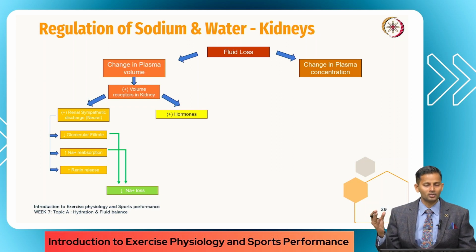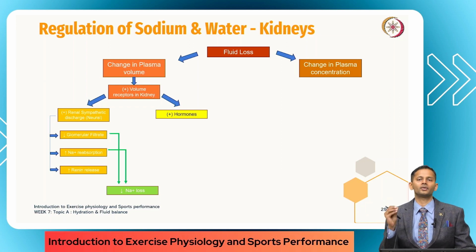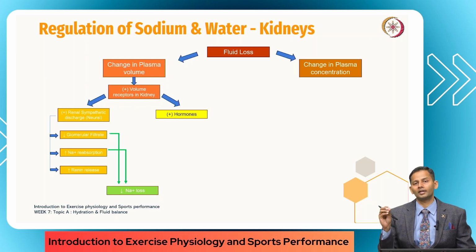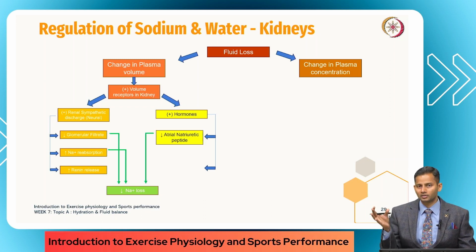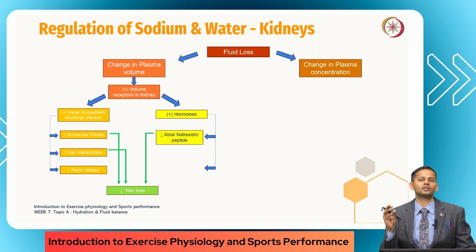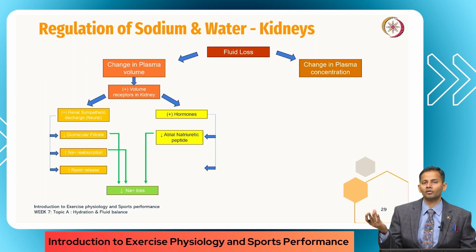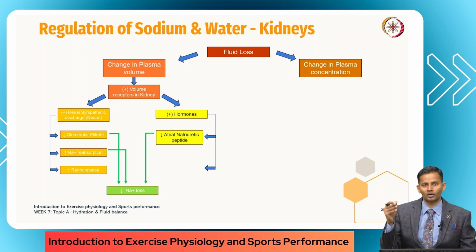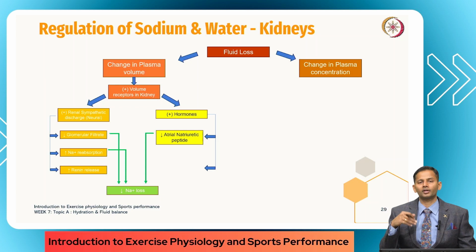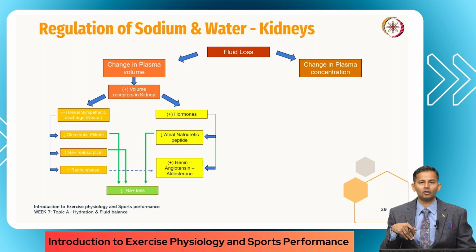And the third thing which happens is, the sympathetic system also stimulates the release of renin from the kidney. As and when the hormonal system is triggered, it results in release of atrial natriuretic peptide. The atrial natriuretic peptide which is released in the body is reduced with the decrease in the plasma volume. As this is reduced, this also decreases the sodium loss.